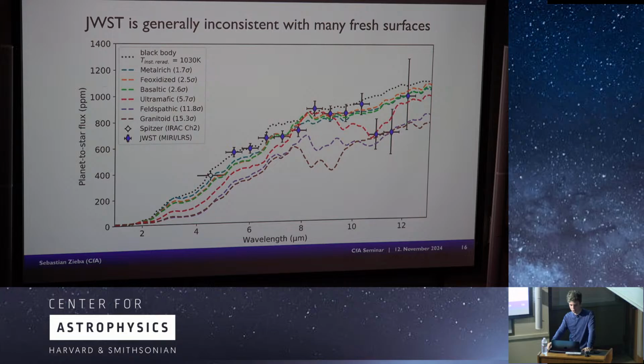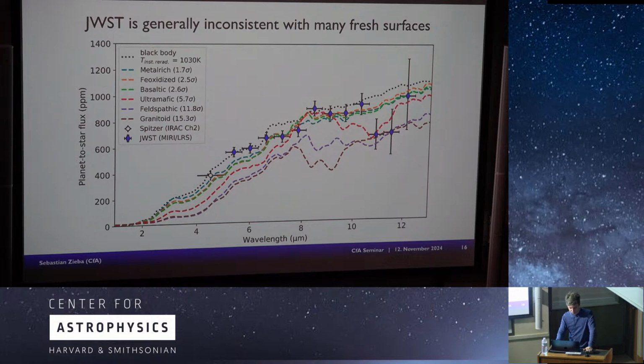You can see that there are a couple of surfaces which are consistent with the observations within 2 or 3 sigma, and then there are also 3 of them, the ultramafic, the feldspathic, and the granitoid, which are ruled out at more than 5 sigma. And so we're still interpreting these observations and drawing conclusions from that.